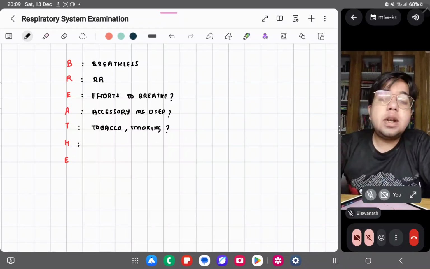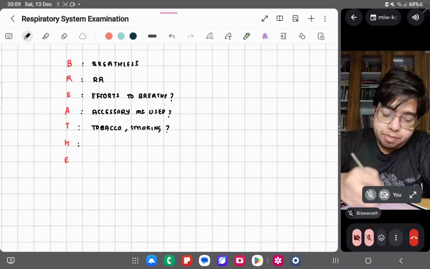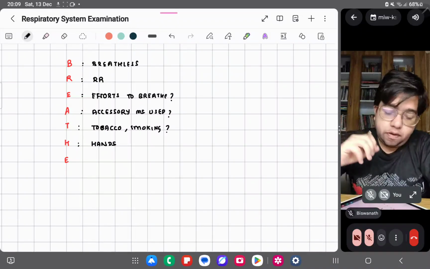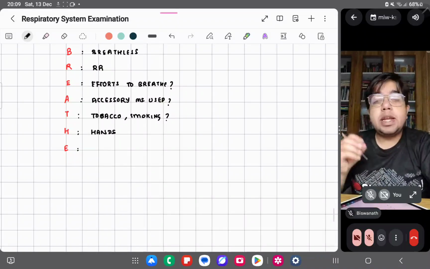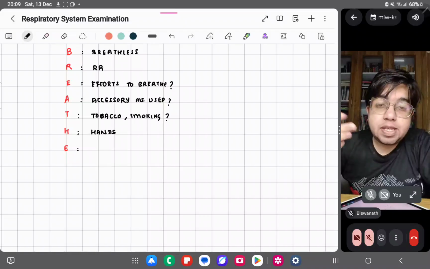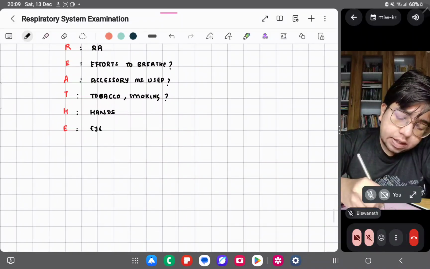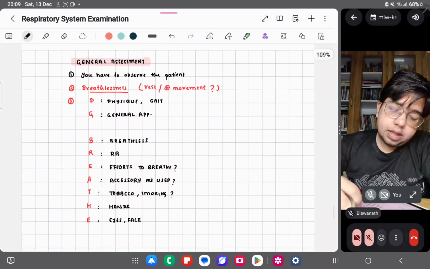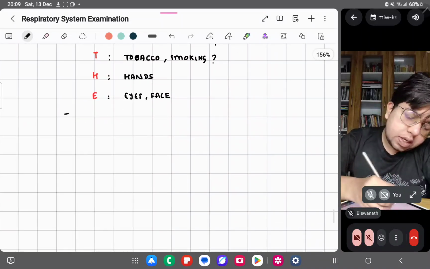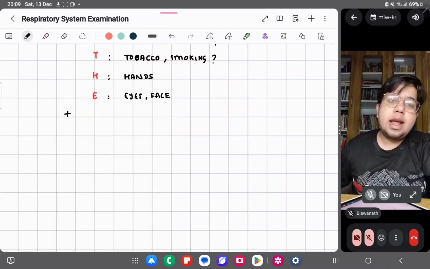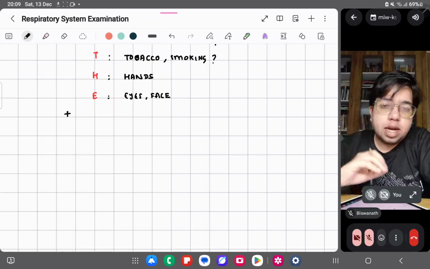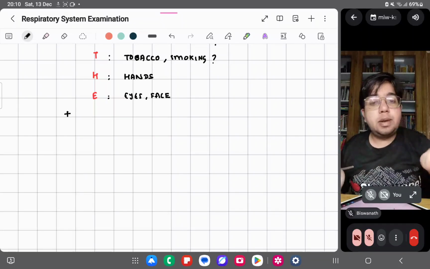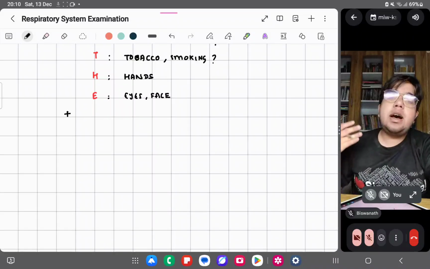Okay, this is done. Then you have to check the hands of the patient. We'll discuss subsequently. You have to overview the hands. Then you have to see the eyes and the face of the patient. Plus some additional things I can add, like you have to see cyanosis. You can see it in the skin, like tips of the fingers, and in the tip of the tongue, right?